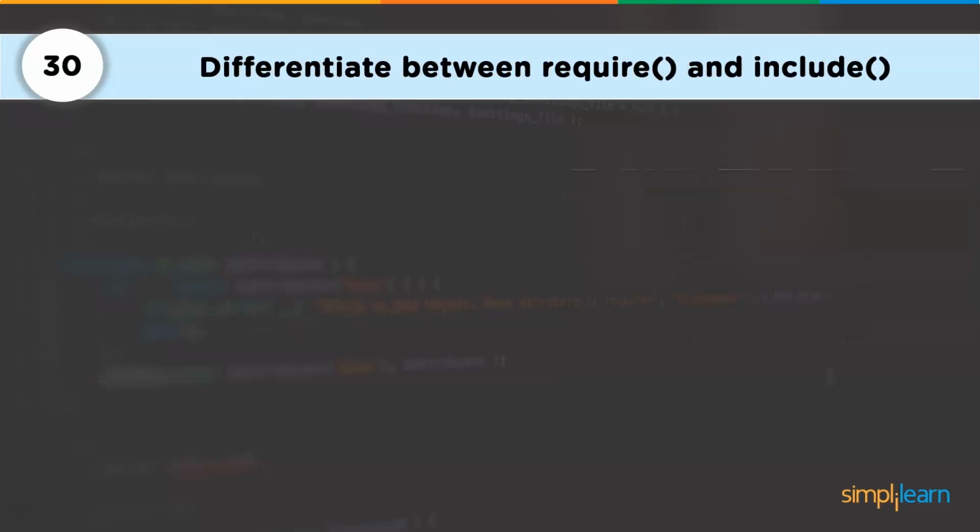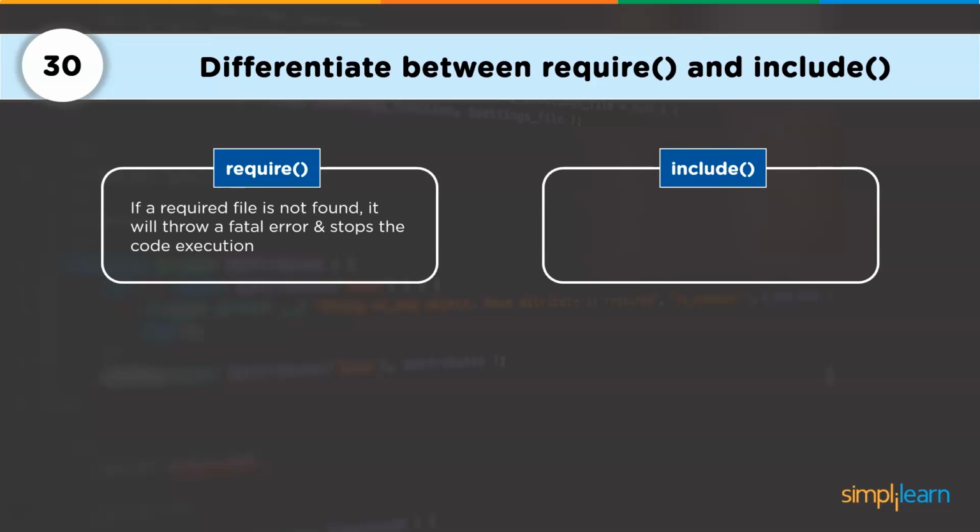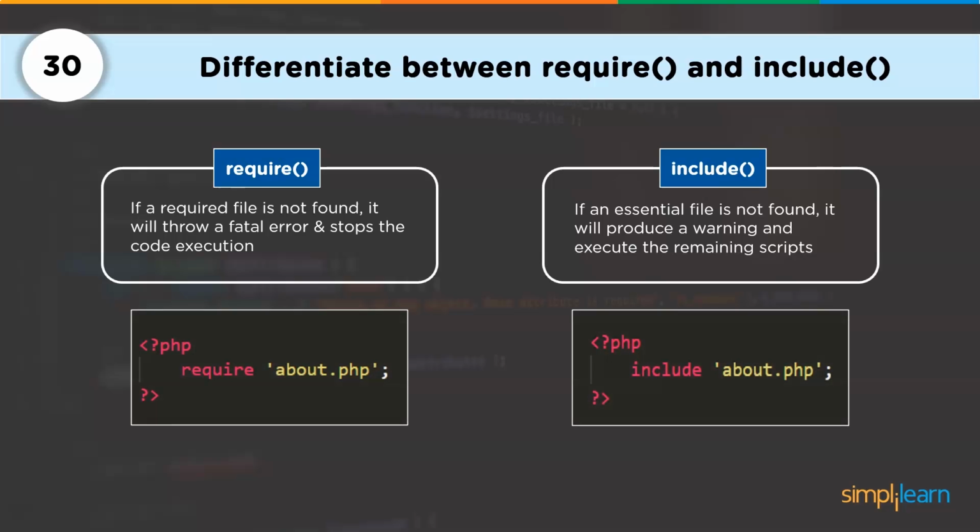Next up, differentiate between require and include. Now with require, if a required file is not found, it will throw a fatal error and stop the code execution, while in the case of include, if an essential file is not found, it will produce a warning and still execute the remaining script. So as you can see, both include and require are used in the exact same way with different functions.